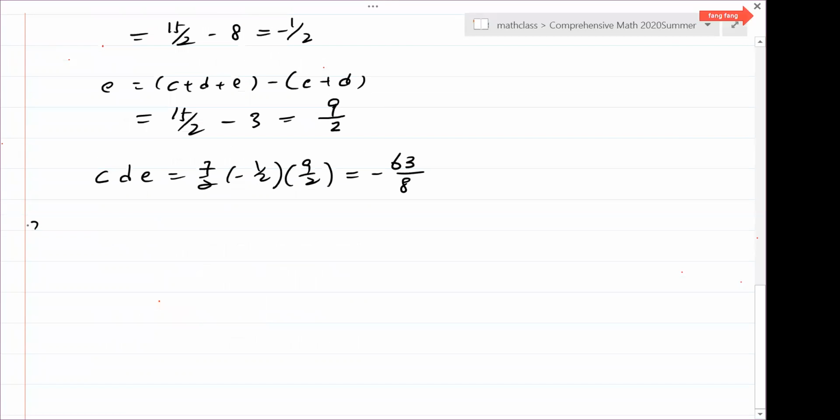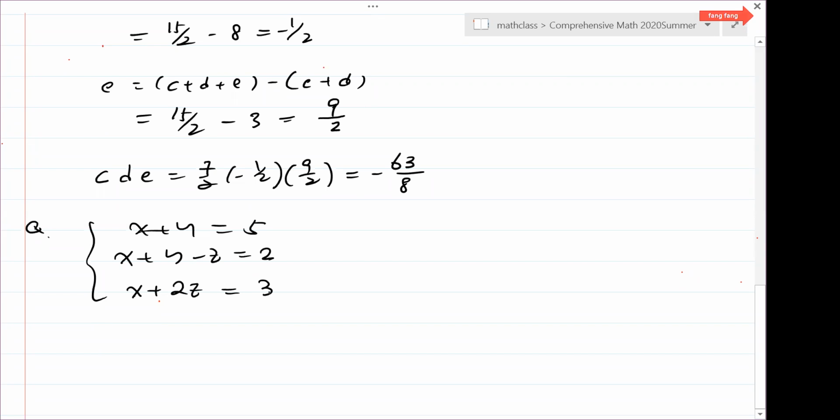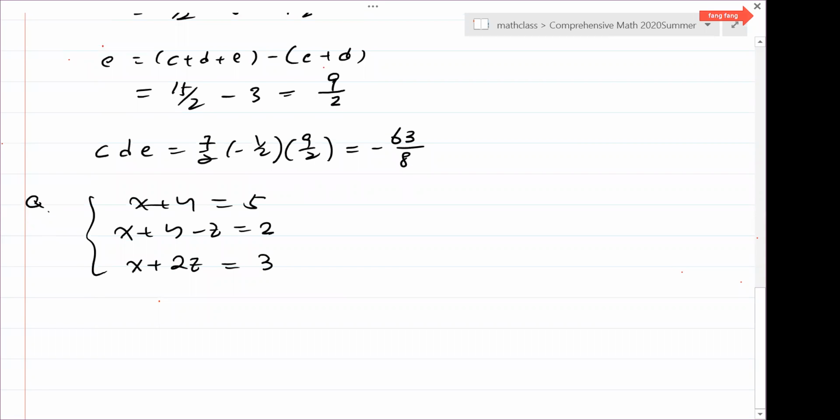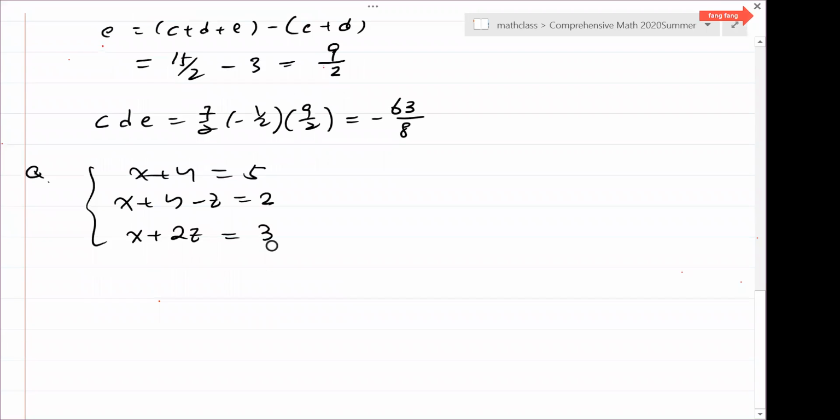Now, in general, if you are given equations like x plus y equals 5, x plus y minus z equals 2, and x plus 2z equals 3, how do you solve this type of system? We call it a system of linear equations. I don't see any trick here, because if we add all together, I get 3x plus 2y plus z, which does not help me get simple equations. So to solve this type of linear equations, you need substitution.